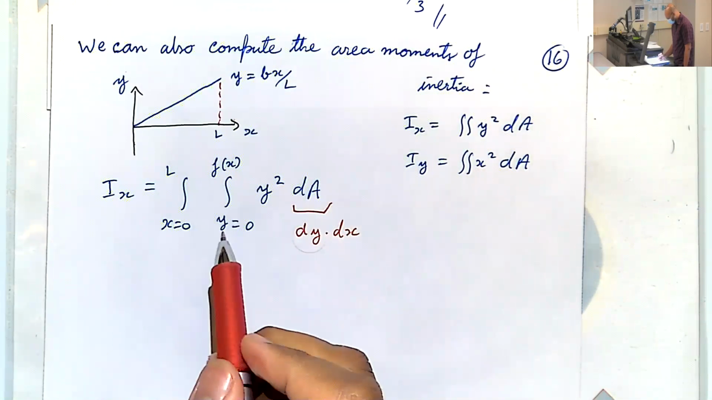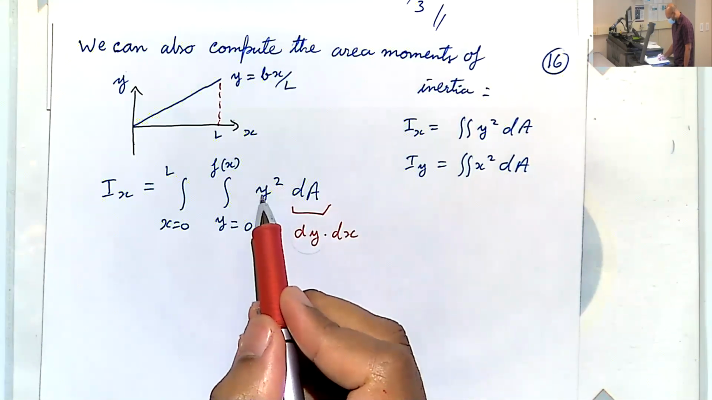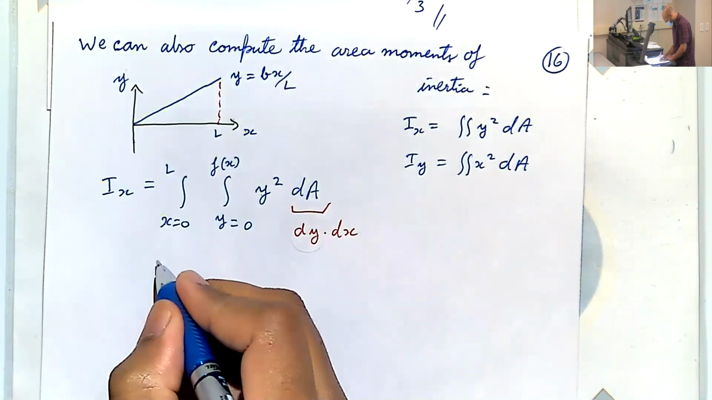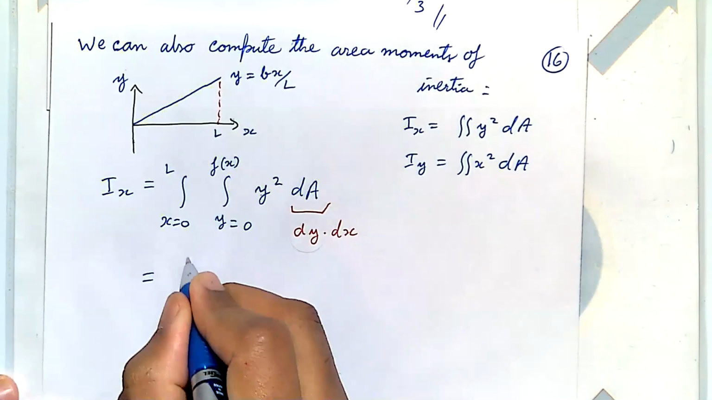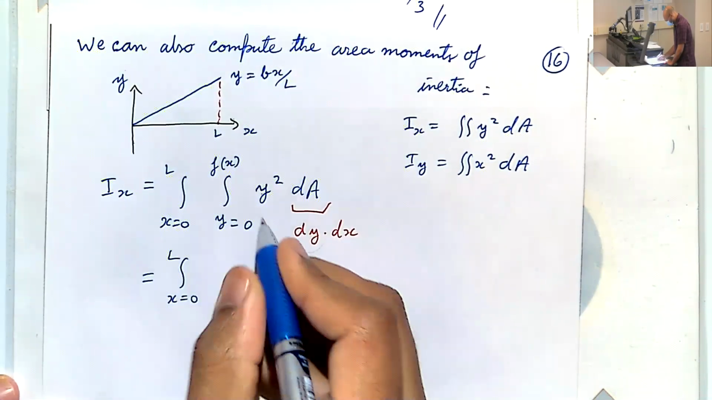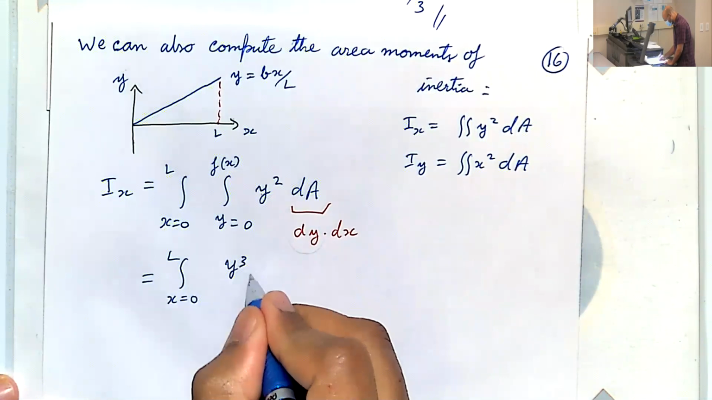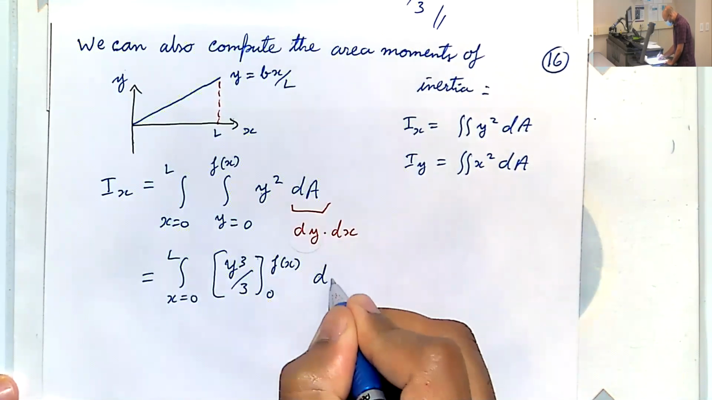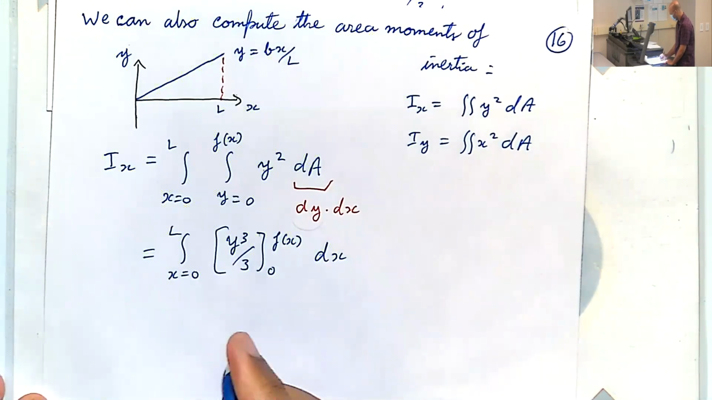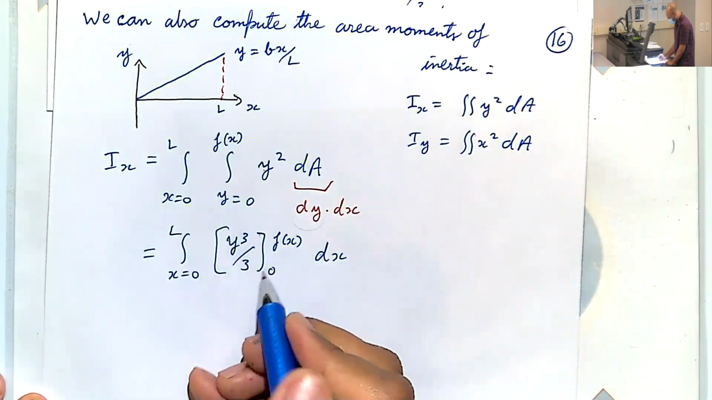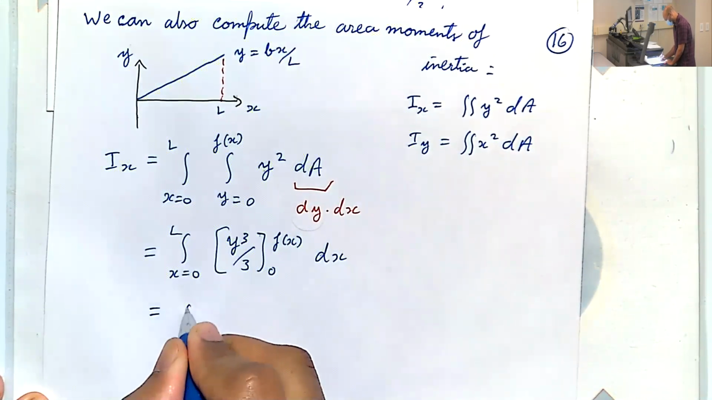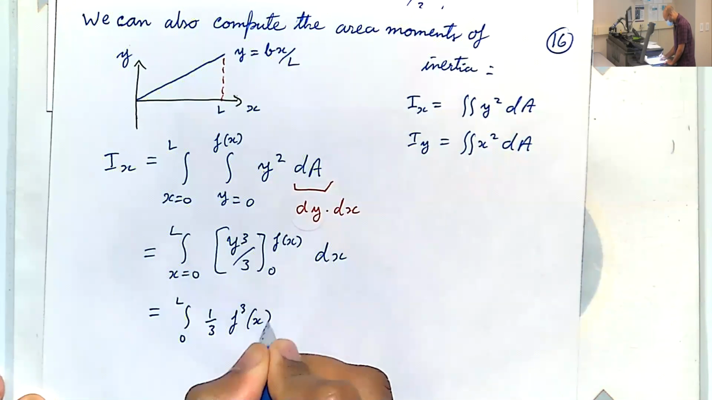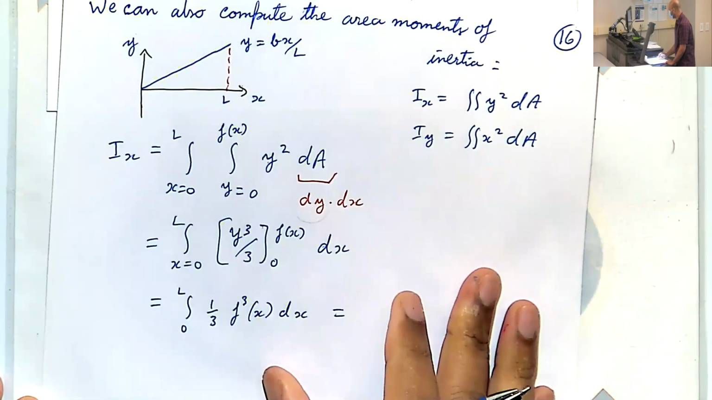And you see now we have an integral in y. We have y squared dy. So we can evaluate that very easily. The x remains untouched, and y squared becomes y cubed over 3 from 0 to f of x, dx. And now we basically have it in terms of f of x, like you were saying. So the integral from 0 to L of 1 over 3 f cubed of x dx. Okay, what next?